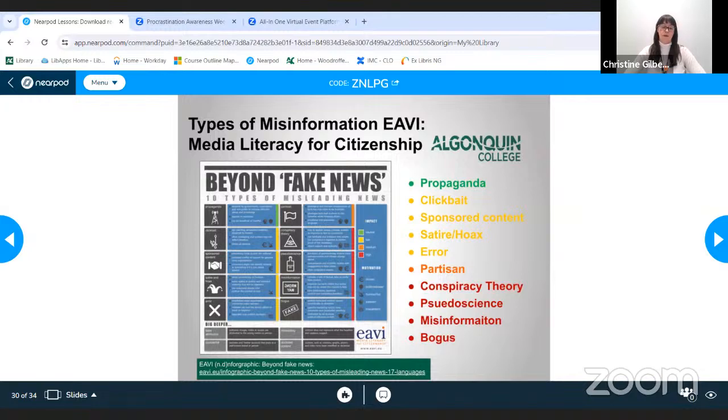There are various types of misinformation with different intentions and impact. A common type is propaganda. This is usually used by governments and corporations, and it appeals to people's emotions. Propaganda is considered to have a neutral impact. See it right here in the top corner.